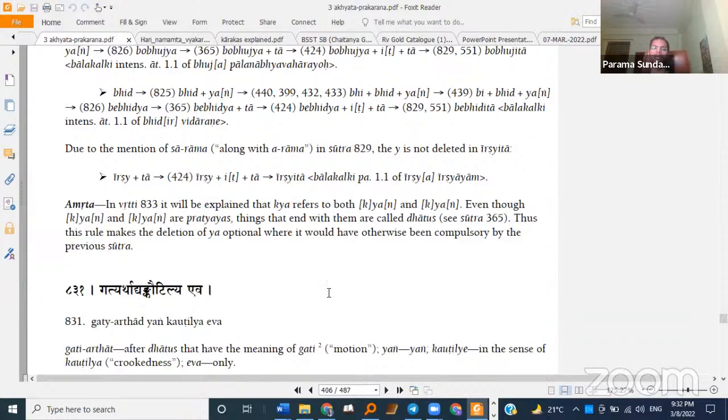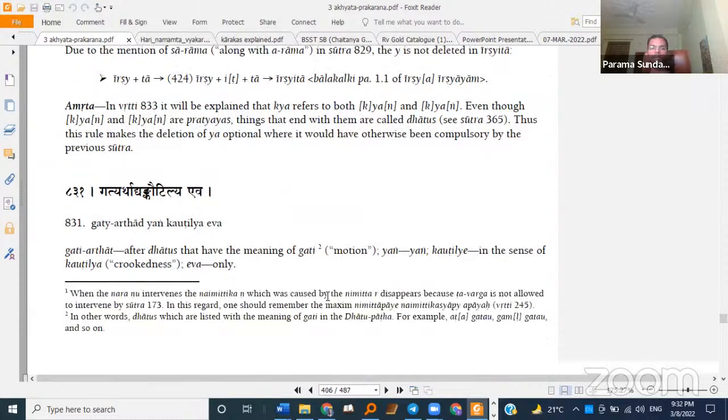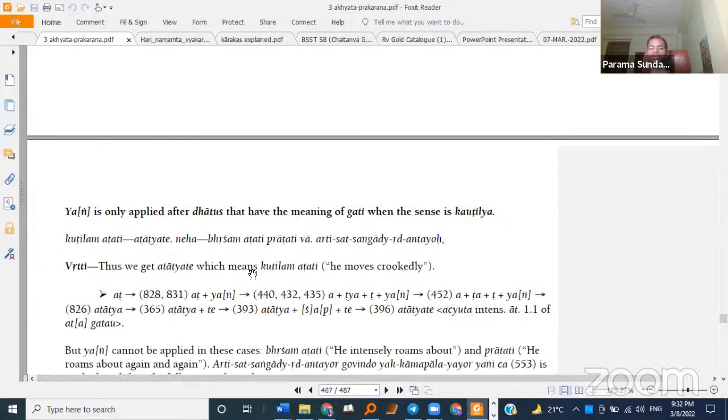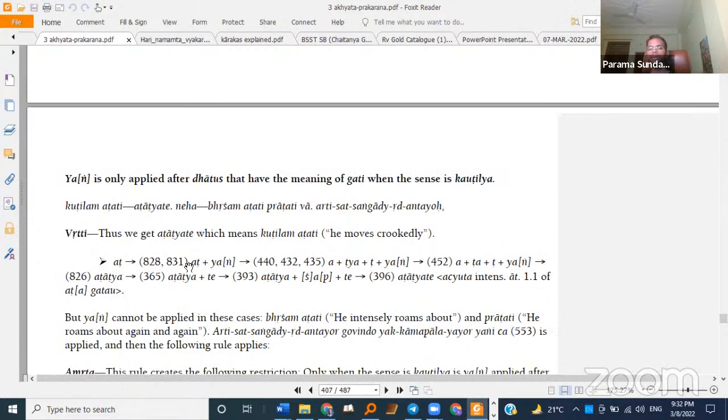Gatyarthat Yang Kautilya Eva. Yang is only applied after dhatus that have the meaning of Gati when the sense is Kautilya. So for example, At dhatu, At Yukta Yang, in the sense of Kautilya, like Kutila Atati. It doesn't mean he goes again and again or he goes intensely. It means he goes in a different way, crookedly.